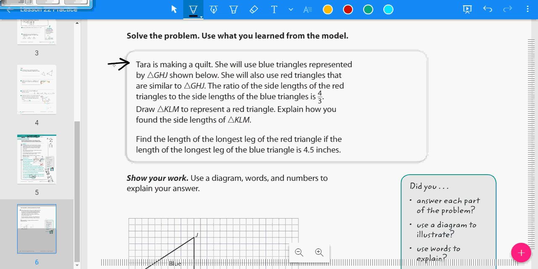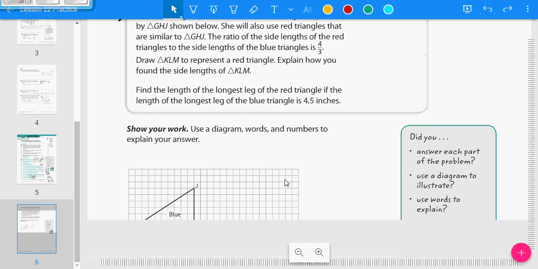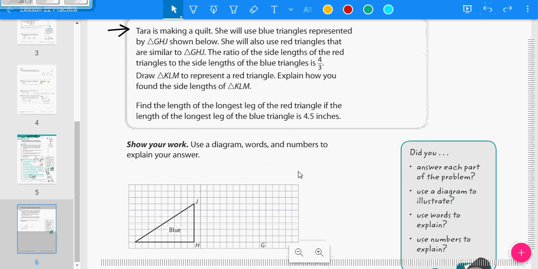Tara is making a quilt. She will use blue triangles represented by triangle GHJ. Just wanted to show the triangles at the bottom. So that one's there. She will also use red triangles that are similar to triangle GHJ. The ratio of the side lengths of the red triangles to the side lengths of the blue triangles is 4 to 3, or 4/3.